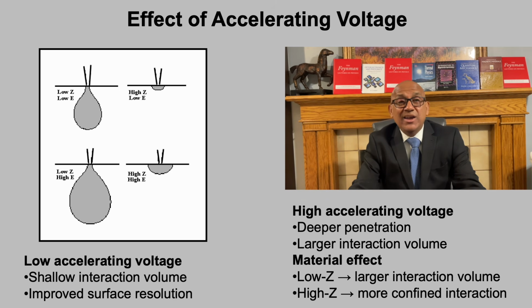The key takeaway is that accelerating voltage and atomic number work together to control where the signals are generated. This directly determines which signals dominate and ultimately sets the resolution and contrast of SEM images.